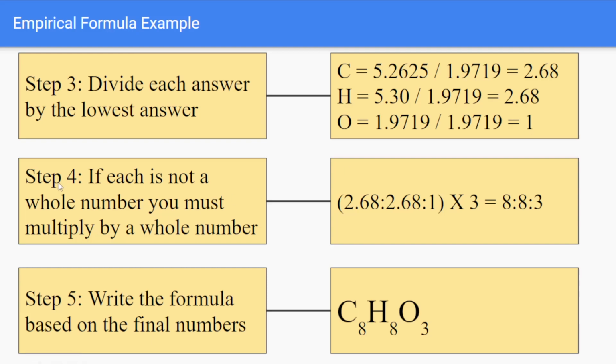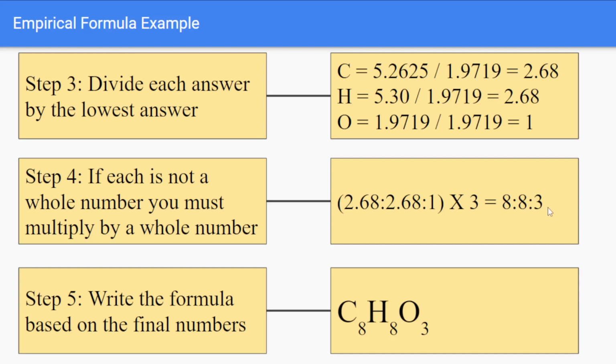So next, in step 4, we really wanted to have whole numbers here because we would use these whole numbers to plug into the formula. So you have to be a little clever sometimes and come up with a whole number that you can multiply all 3 by to get 3 new whole numbers. And in this case, it's 3. If we multiply 2.68 by 3, it'll give you 8, or at least close enough to 8. And then obviously 1 times 3 is 3.